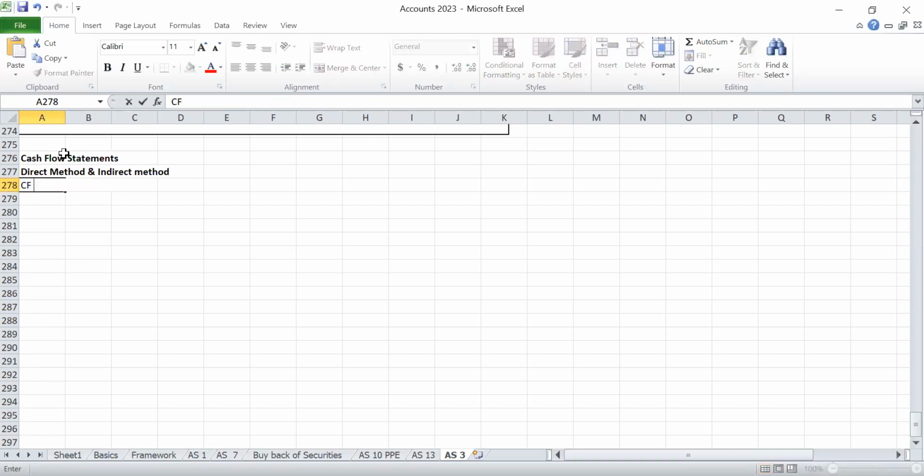Cash flow from operating activity, cash flow from investing activity, financing activity. Say some examples of each activity. Let's start from financing activity. Issue of equity share, loan taken from financial institution, dividend paid, preference share issued.